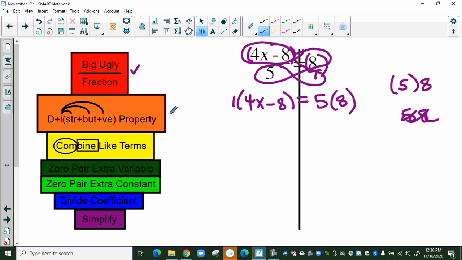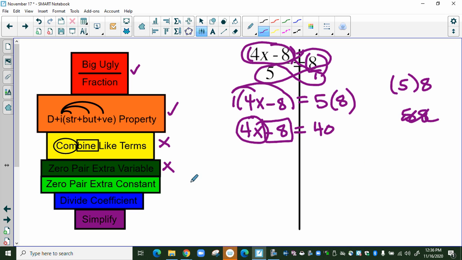Now, do I have the distributive property? Yes, I do, right here, although I'm multiplying times 1, so really the answer is the same. On the right side, I'm just going to multiply and simplify that. I do not have like terms in this problem. I have one circle and one box. Those are not like terms, so I'm going to skip that.